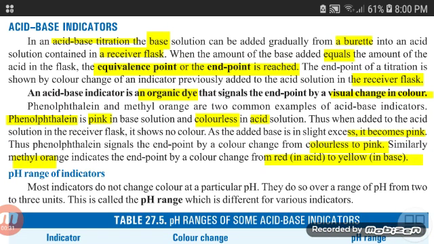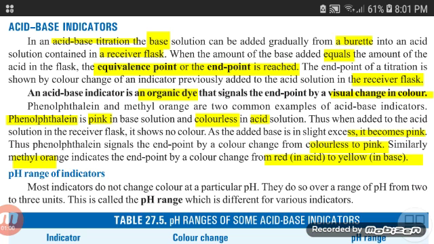Firstly, have a look at acid-base titration. In acid-base titration, the base solution is added gradually from a burette into an acid solution contained in a receiver flask. When the amount of base added equals the amount of the acid in the flask, then the equivalence point or the end point is reached. This equivalence point shows the equal amount of base added to the acid.